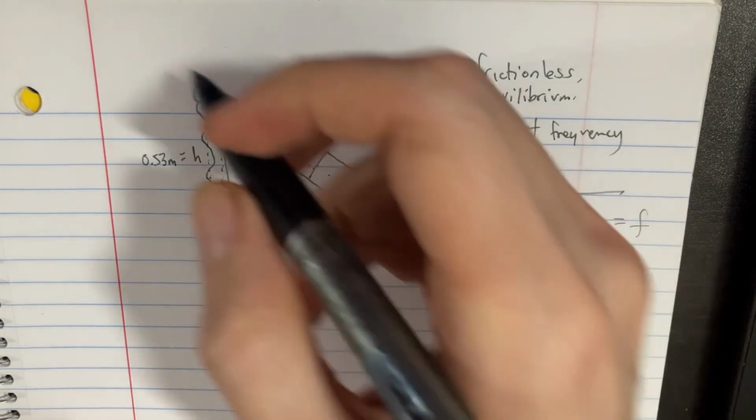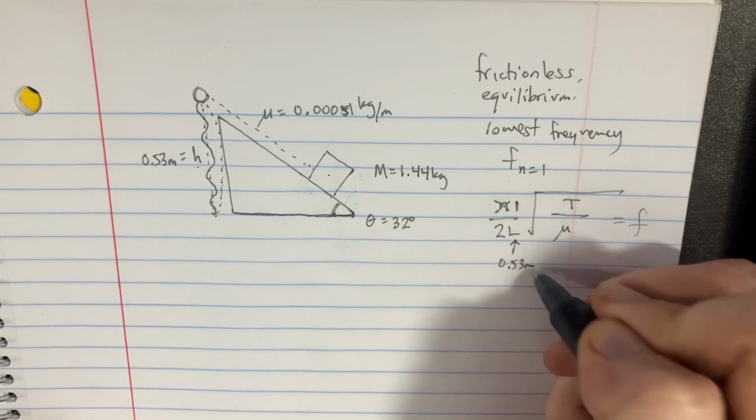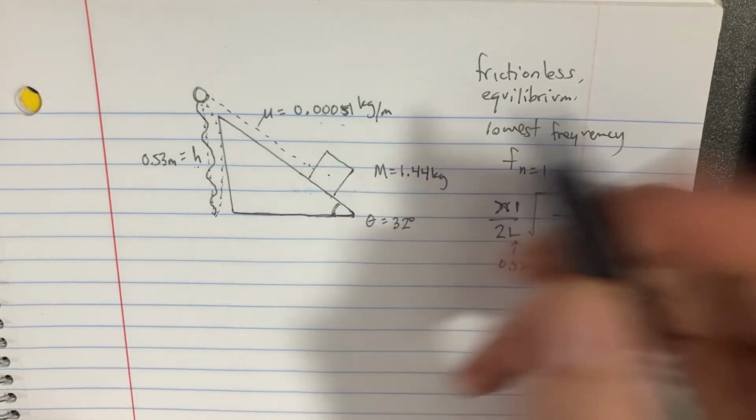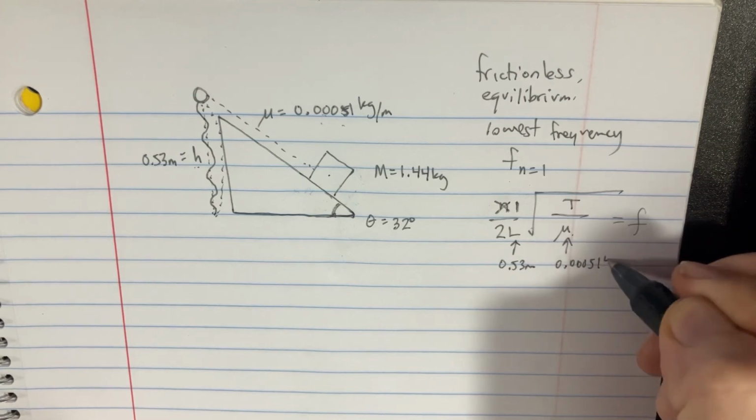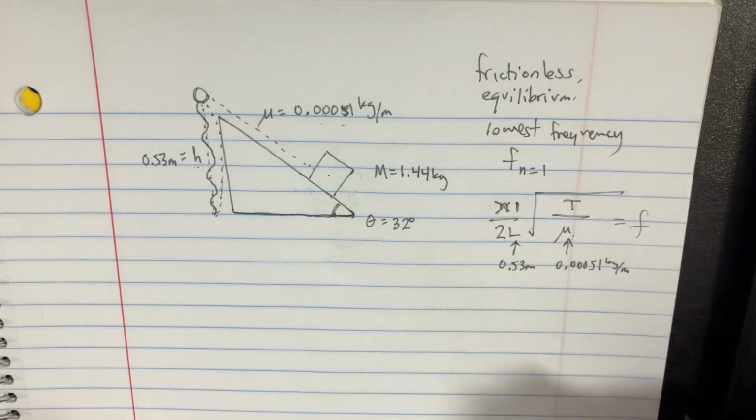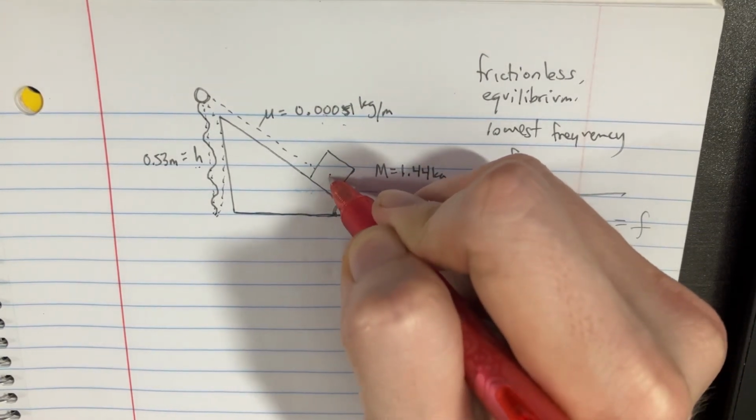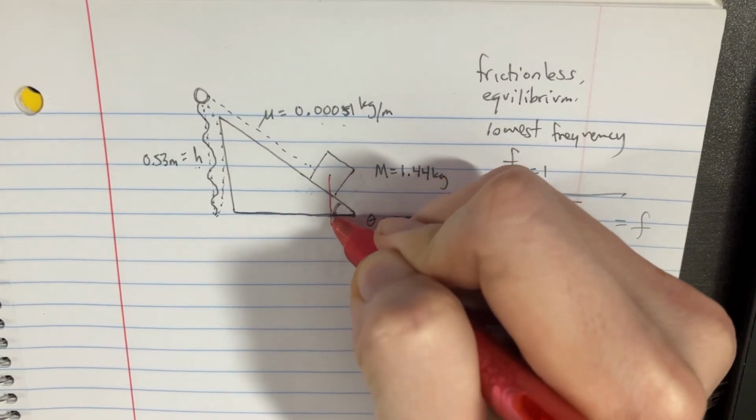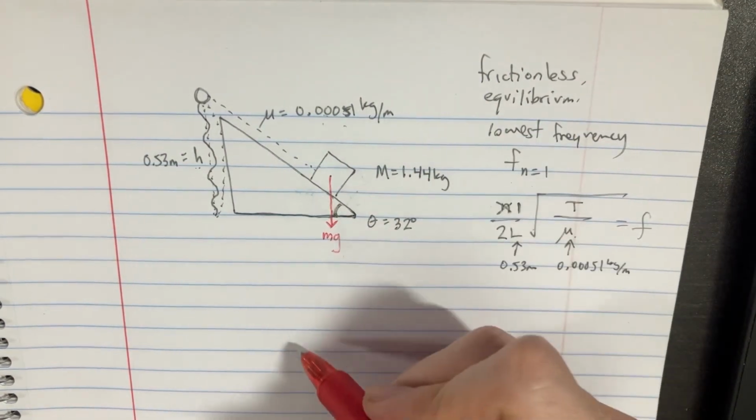The L is obviously going to be this h right here, so 0.53. And the mu is already given to us right here, so we can almost plug that in. So the only thing we have to find is going to be this tension. Now the tension is going to be coming from this object here. But let's see, the only thing we have on it right now is going to be our mg. It's going to be the gravity.